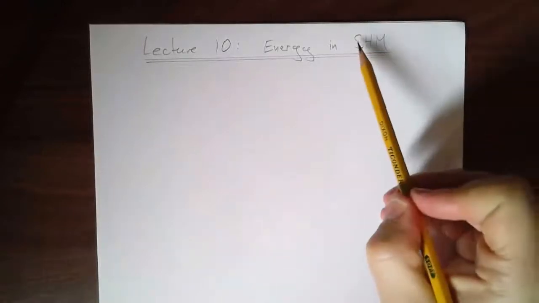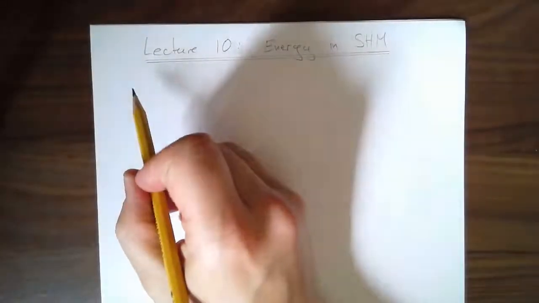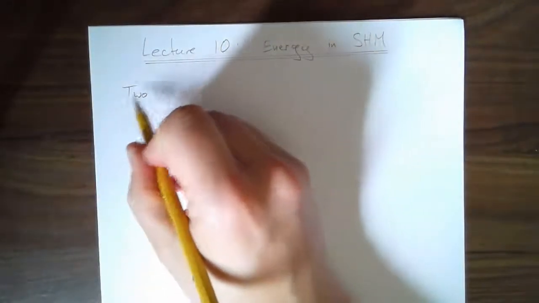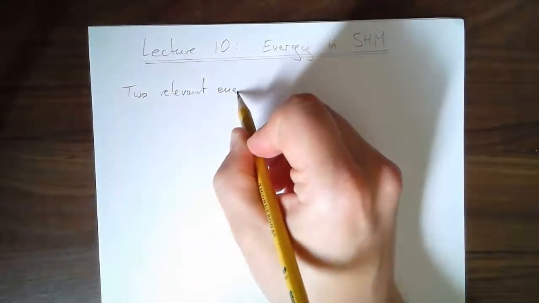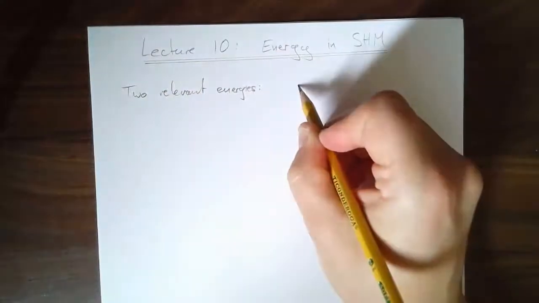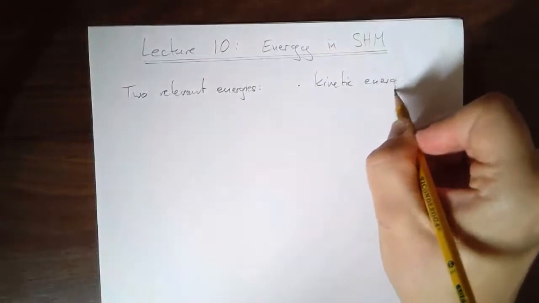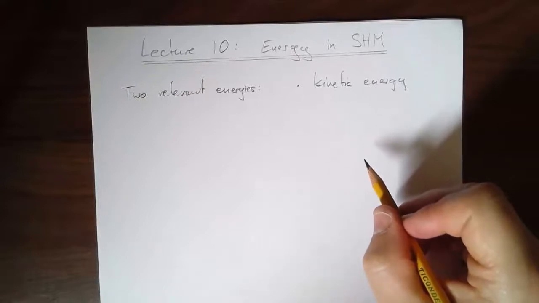Hi, in this lecture I'm going to go over energy in simple harmonic motion, usually abbreviated SHM. So what energies are the relevant types here? Because we've got something moving, there is going to be kinetic energy, and then a second one. Two relevant energies. There's going to be kinetic energy, and then, of course, energy stored in the compression or extension of the spring, right?